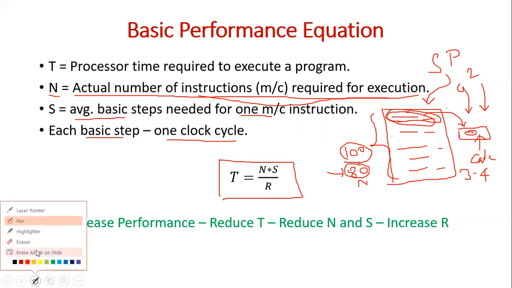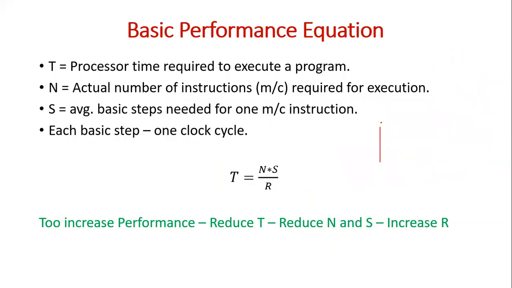If you take one particular instruction, say this instruction has three basic steps, then it will take three clock cycles. So it is not that each instruction will take one clock cycle. Each instruction can take more than one clock cycle, but each basic step will take one clock cycle. Then T is given like this, N into S, right?